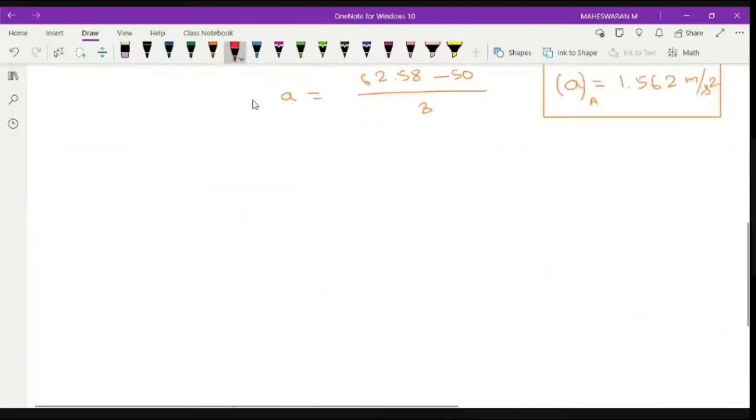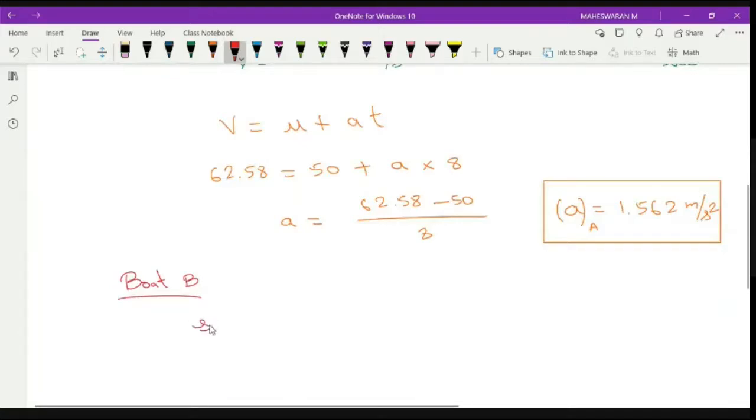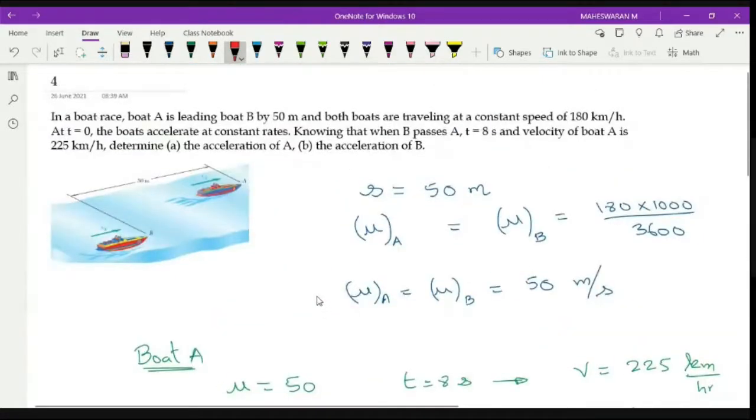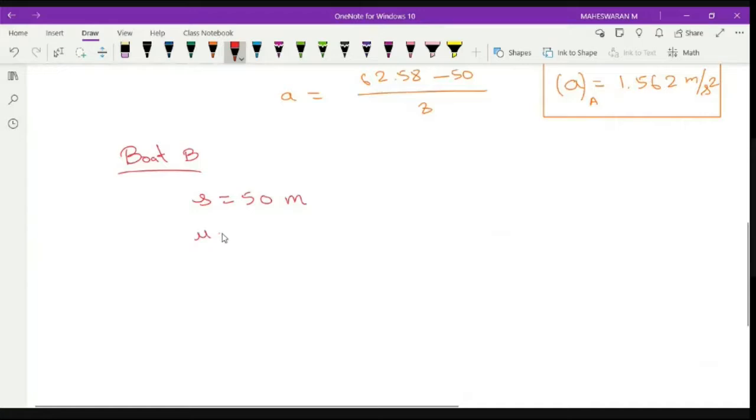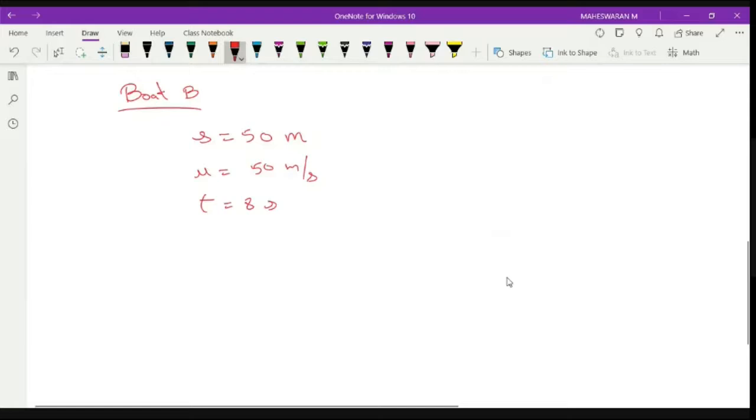If I consider boat B, what data do we have? We have S, which is 50 meters. That is given. U is also given, which is 50 meters per second, and you know the time, which is 8 seconds. Which formula can we use? We have to identify the acceleration.